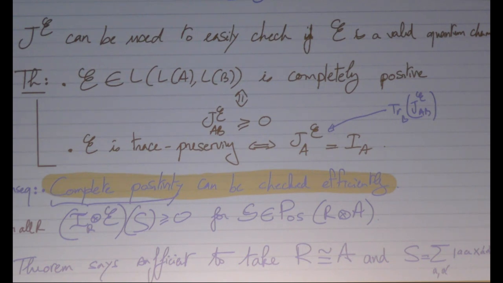And actually, this is to be contrasted with positivity. You might think that testing positivity, just that E of some positive operator is a positive operator, is a simpler definition, but it's actually more complicated. As you see in the problem session, positivity of a channel is related to the separability problem, testing whether a state is separable or not. And this is hard, much harder than just testing that the operator is positive.